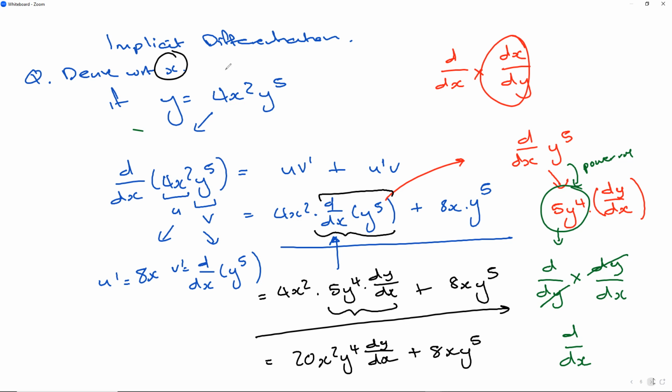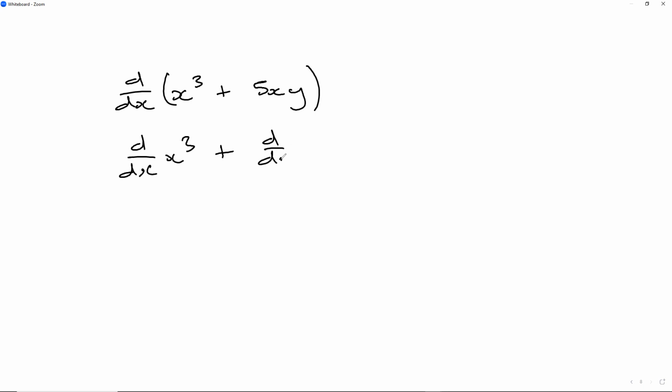Okay, let's have a look at another example. Let's say I'm given the expression x cubed plus 5xy, and I want to find what is d dx of this expression. So when I derive this, I can derive each one separately. So d dx of x cubed plus d dx of 5xy, and here I've got a product rule coming up.